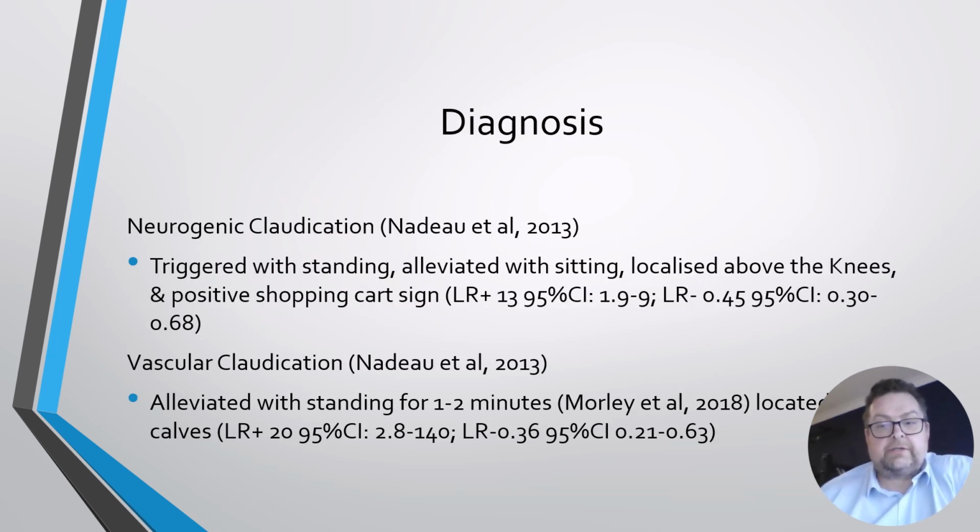So at this point, my diagnosis was, oh sorry, actually go back one. If patients have neurogenic claudication, as we mentioned, symptoms are normally triggered with standing, alleviated with sitting, can be localized above the knees, with a positive shopping trolley sign. But the key thing is, if it is neurogenic, they will usually change position. Whereas with vascular claudication, they don't need to change position, they just usually have to stop what they're doing because it decreases metabolic demand.